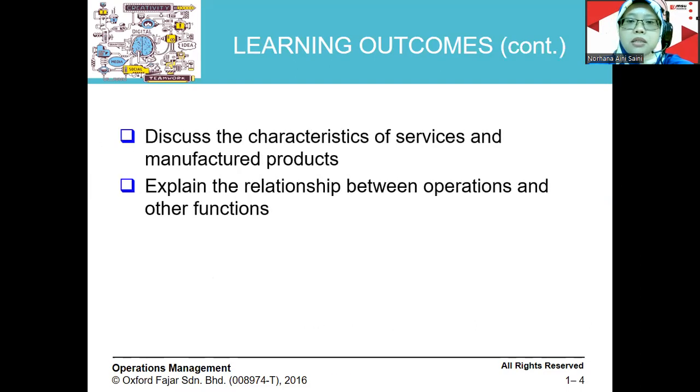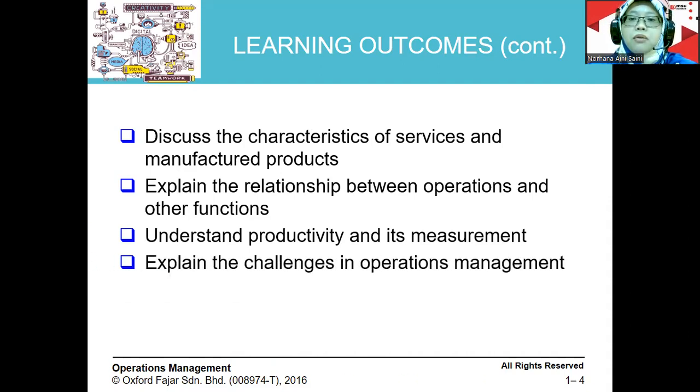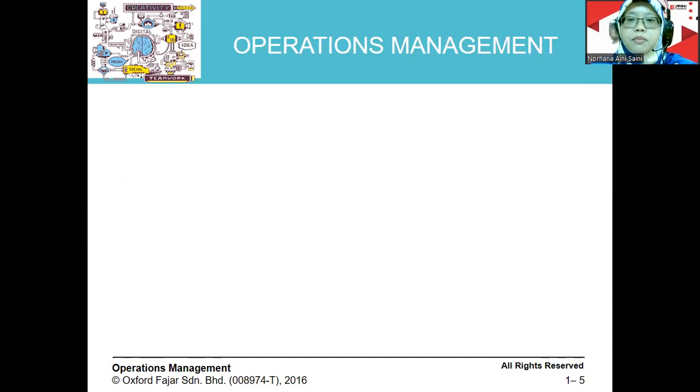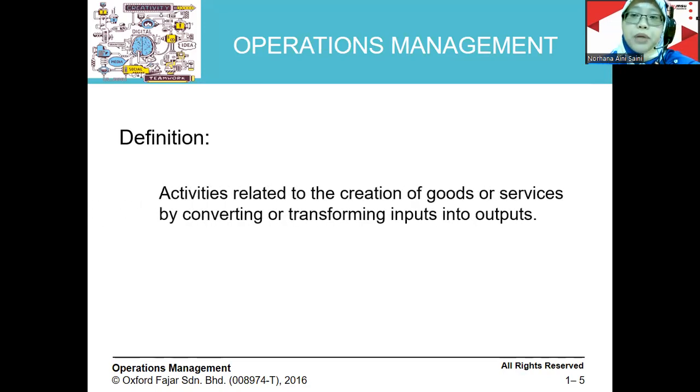Next we will learn the characteristics of service and product, and then the relationship between operation and other functions. Then we need to understand productivity and its measurement, which is the calculation itself. The last one will be the challenges in operation management. All right, so now let's go to the definition of operation management.